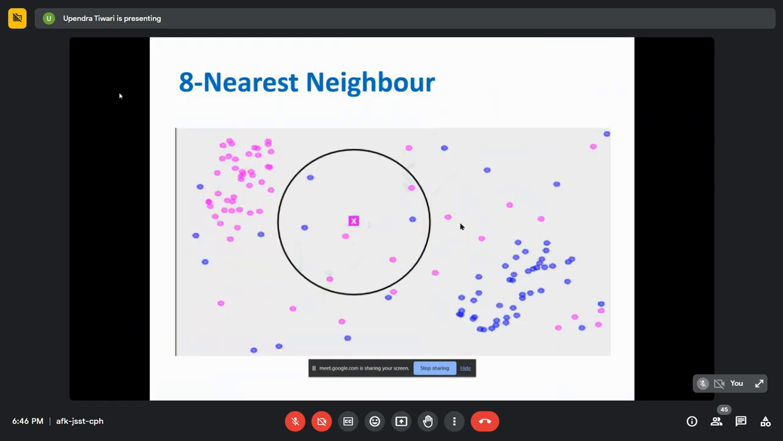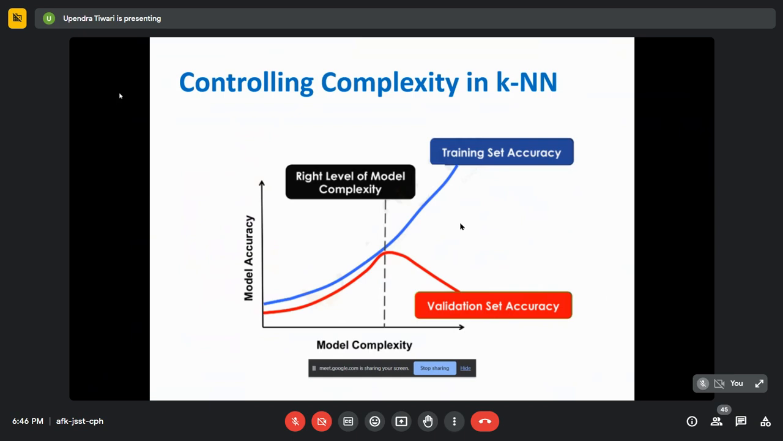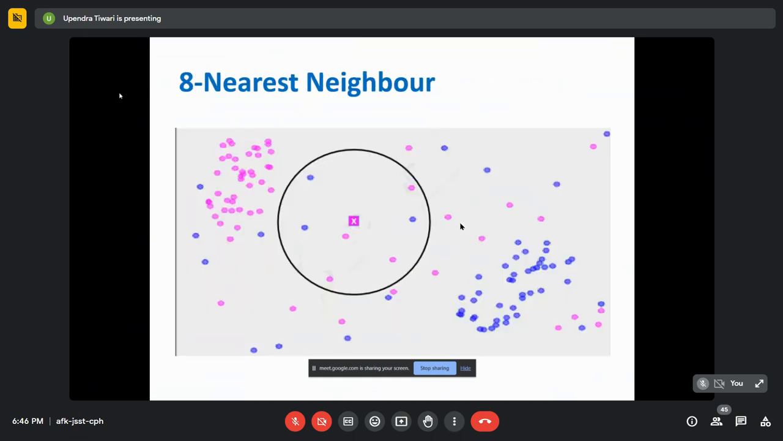Okay. So in this way, we go with an odd value of k. So I can say that here k is a regularization term, a regularization term to manage the complexity of your model.